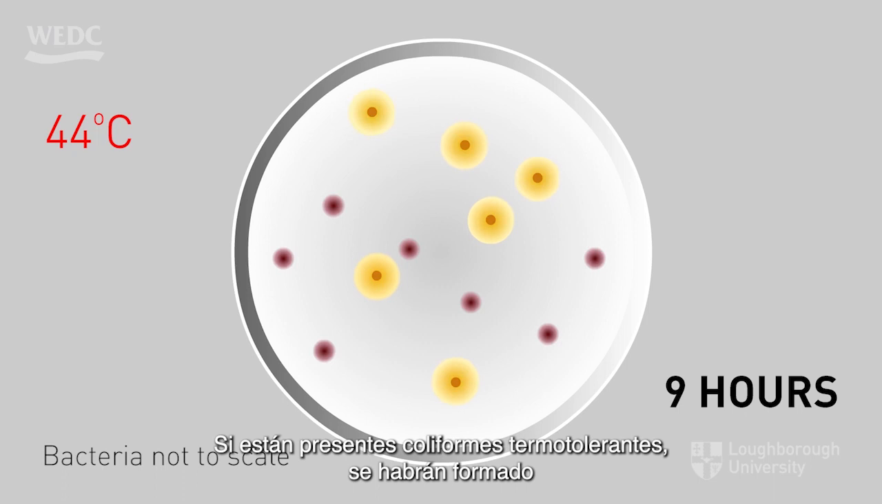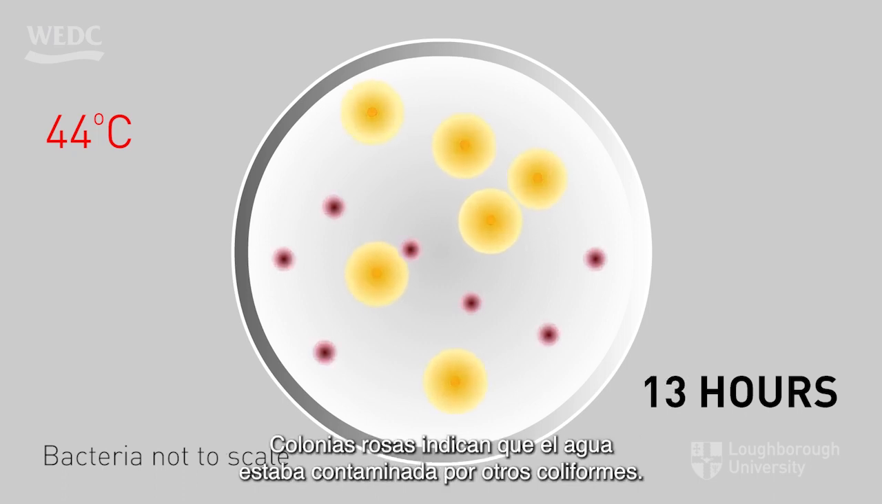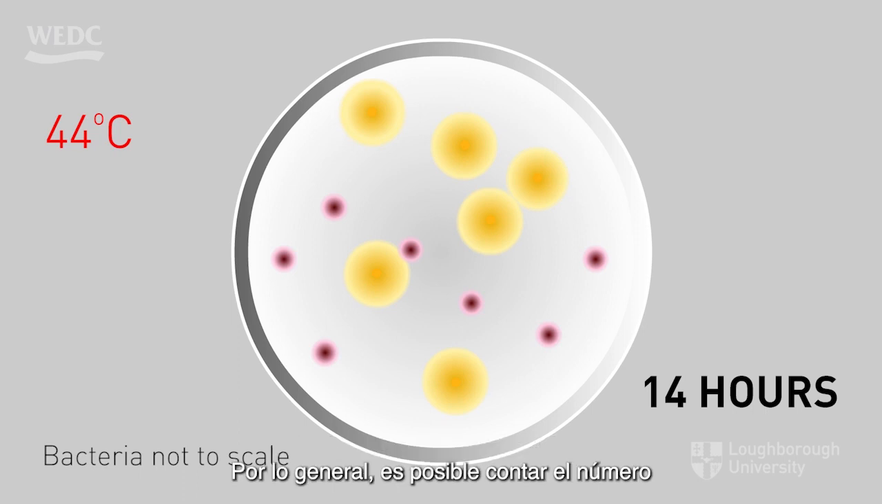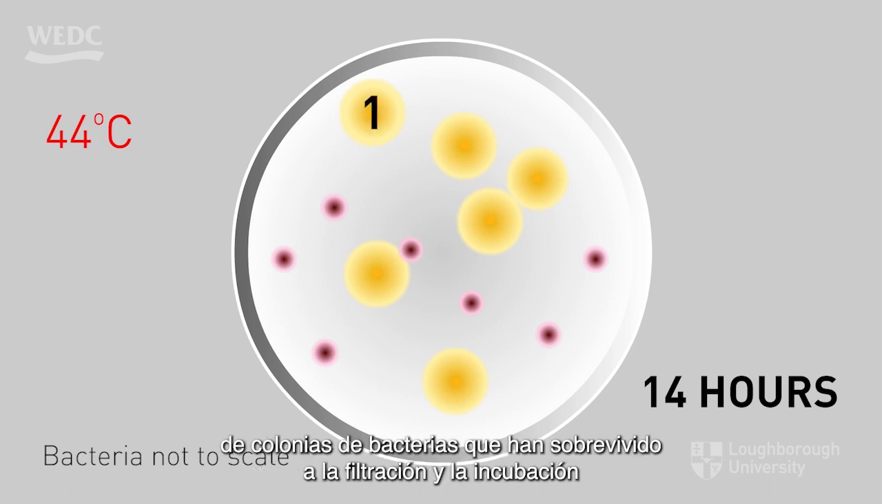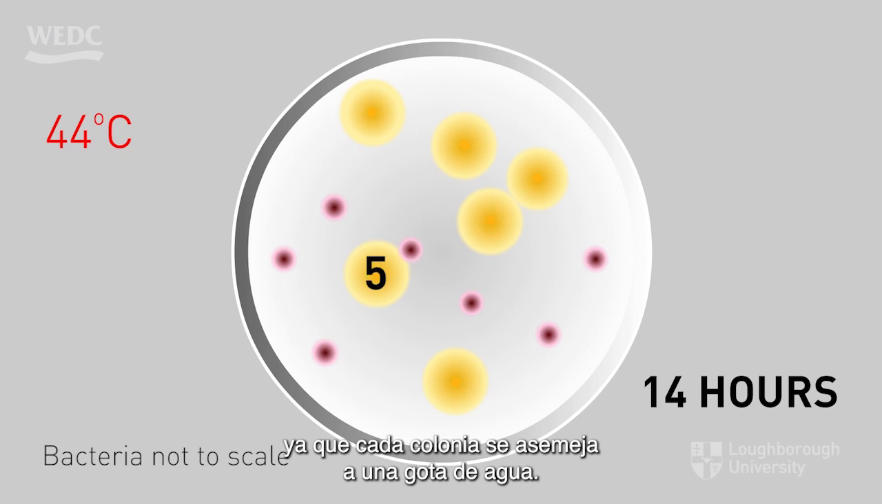If thermotolerant coliforms are present, they will have formed into yellow colonies. Pink colonies indicate that the water was contaminated by other coliforms. It is usually possible to count the number of colonies of bacteria that have survived filtration and incubation, as each colony resembles a droplet of water.